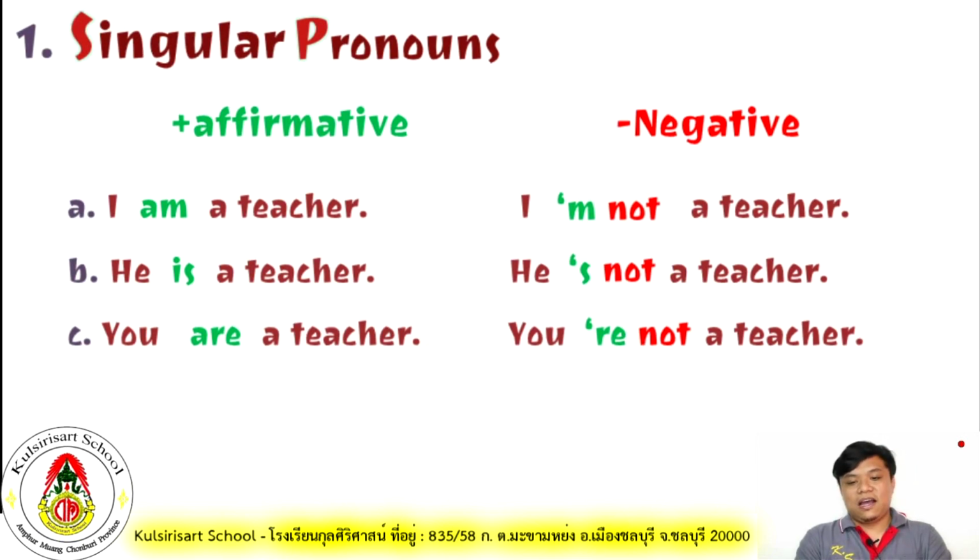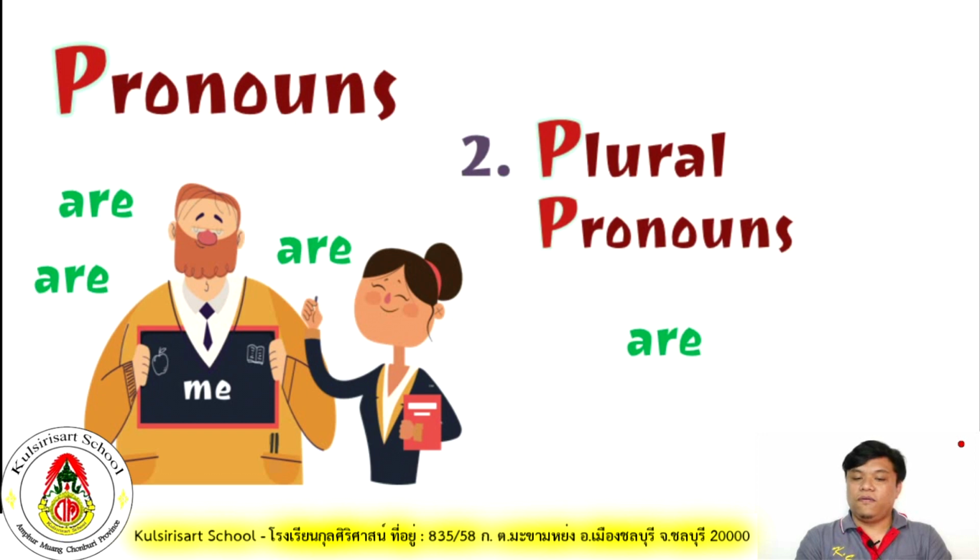How about the other negatives? For negative contractions, he is not becomes he isn't. Or you are not, or you're not, becomes you aren't. You aren't. For the second topic, plural pronouns using are. So remember, in singular pronouns, we use is, am, and are.